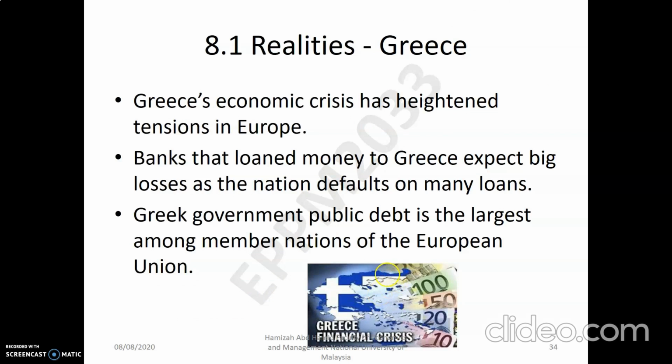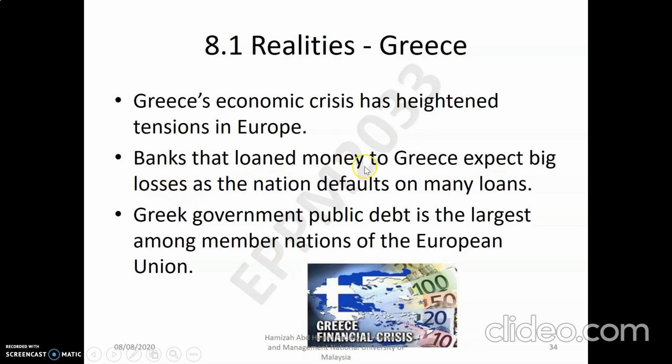So in reality, some countries have not really recovered from the financial crisis. One of the countries that has not fully recovered is Greece. Yeah, because of Greece's position in the euro, it has increased the tensions in Europe, because a lot of European countries, the more wealthy ones, cover for Greece's financial crisis.